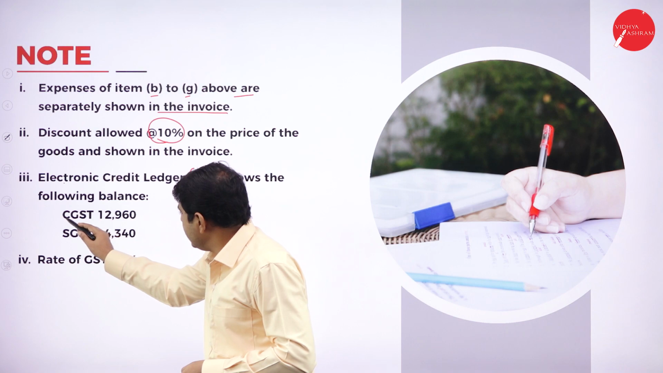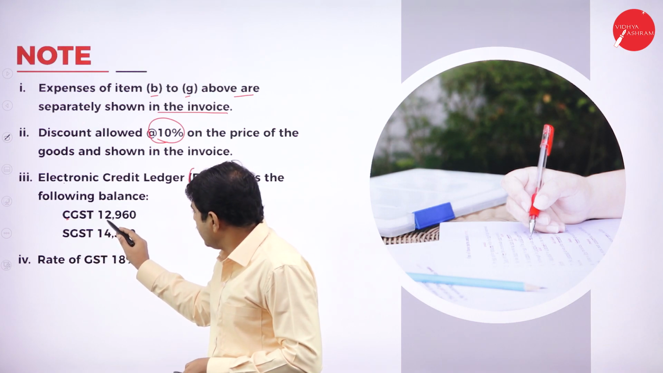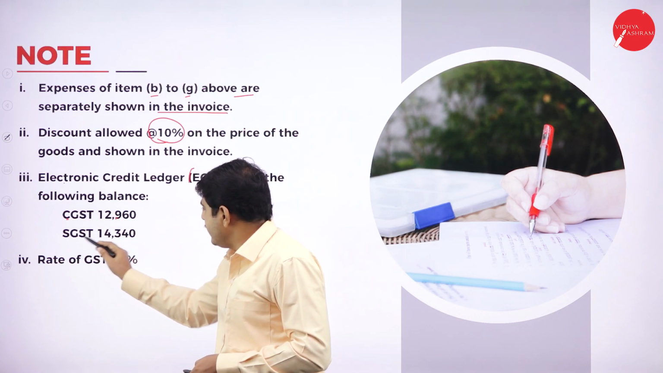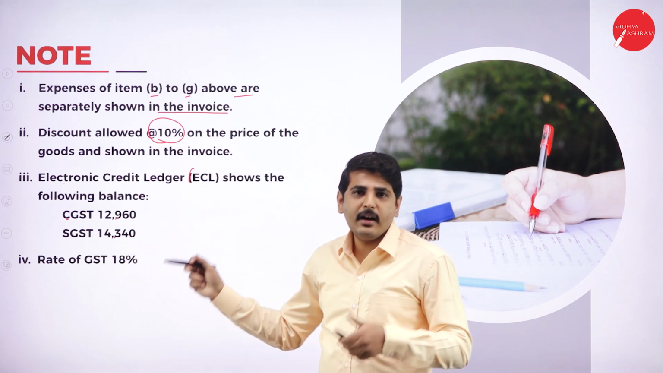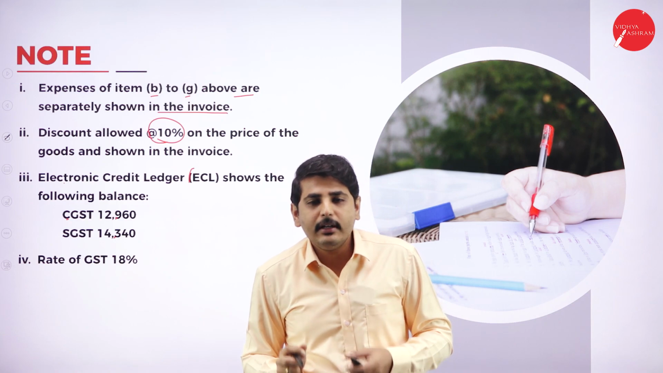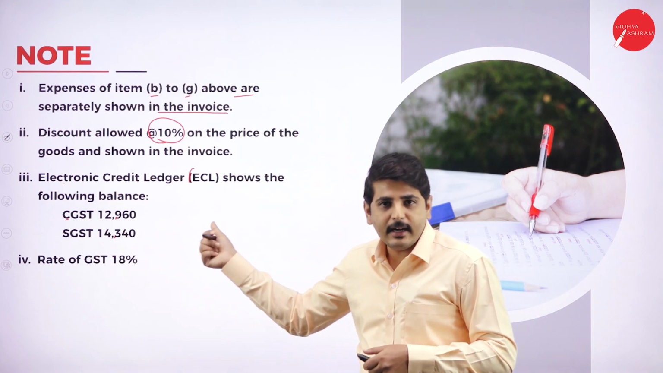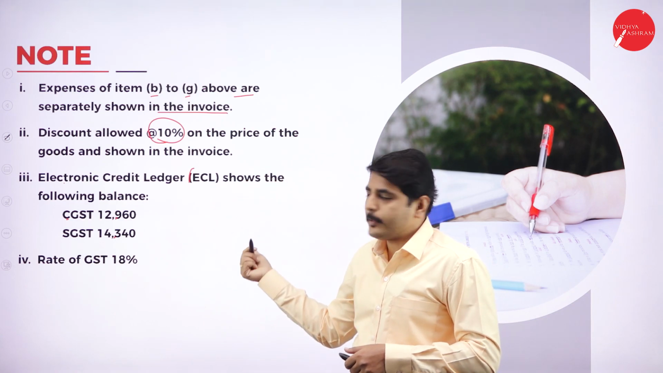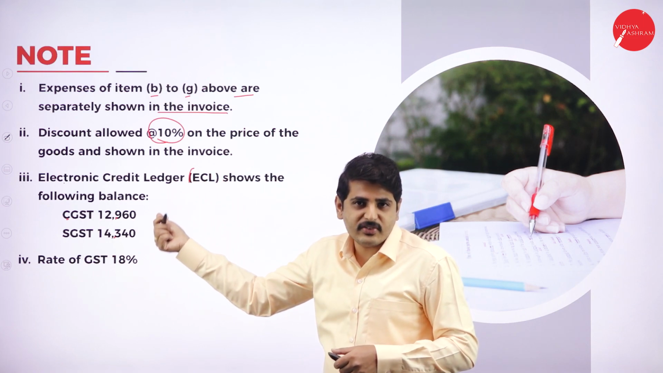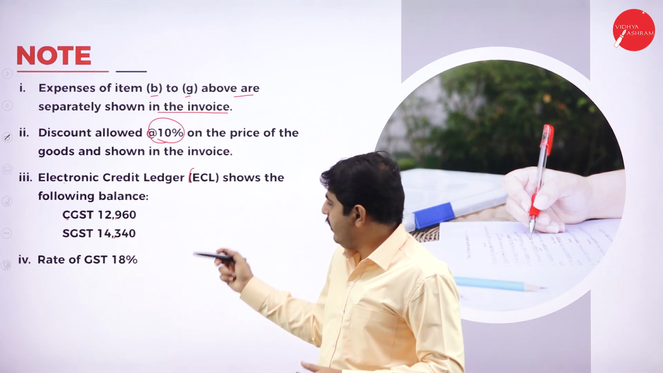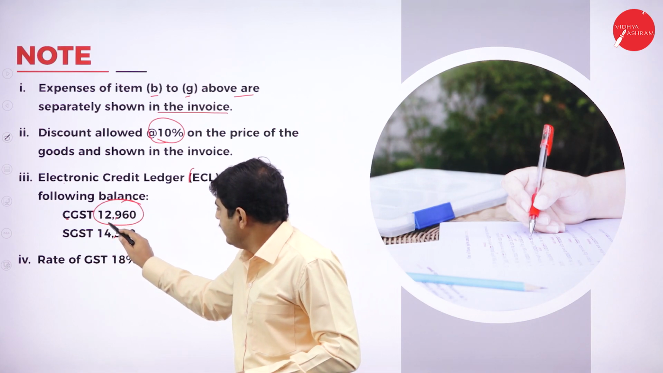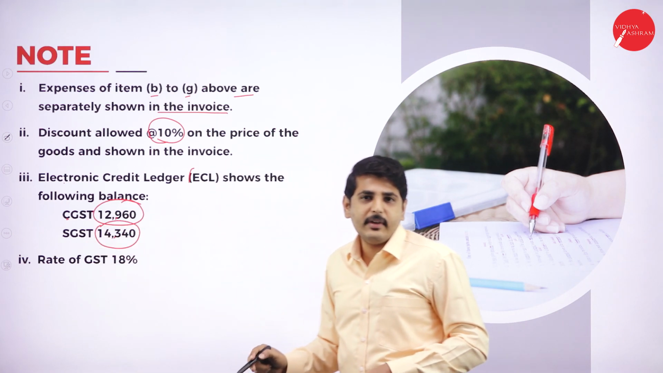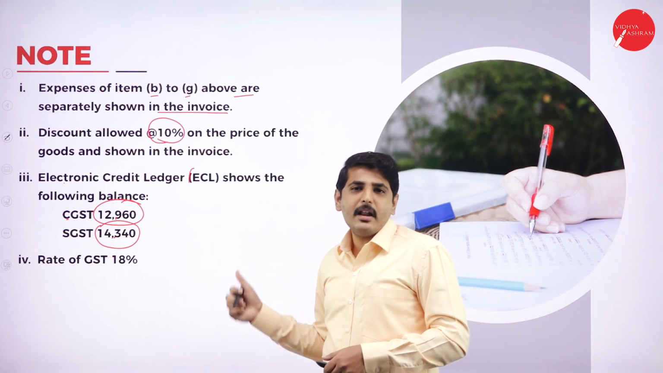We have paid the CGST on input 12,960, SGST 14,340. This amount we can deduct from the total tax payable while calculating the GST. Not now; after calculating the cost of supply and also GST, we can deduct both the amounts. So CGST from CGST, SGST amount from SGST we can deduct. So there is a separate mechanism.